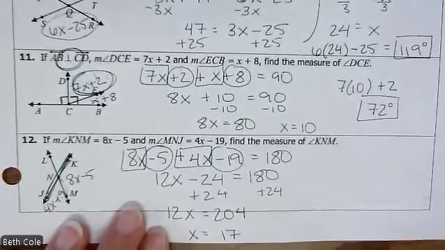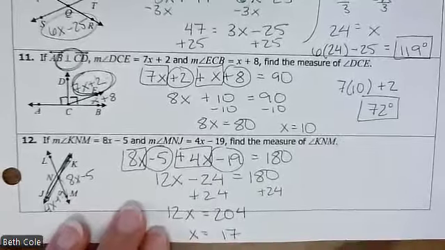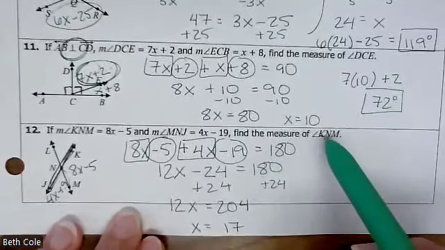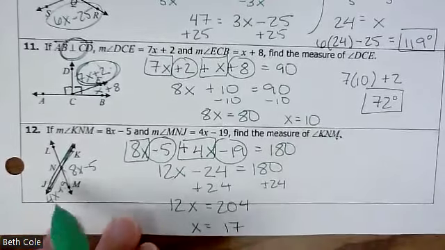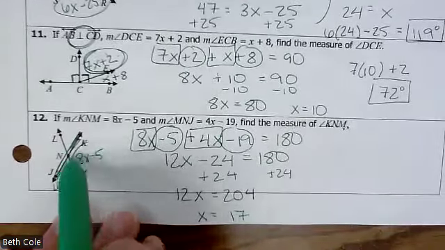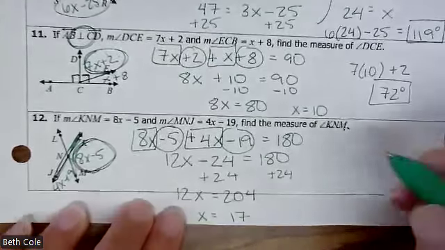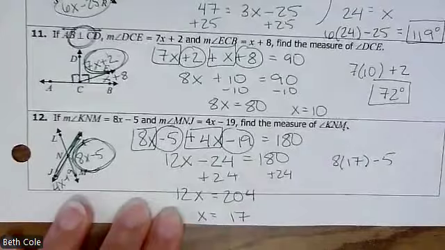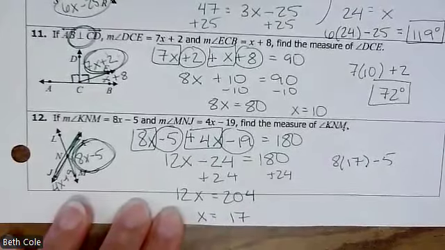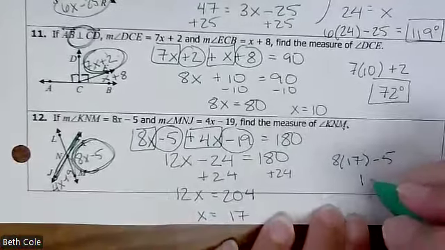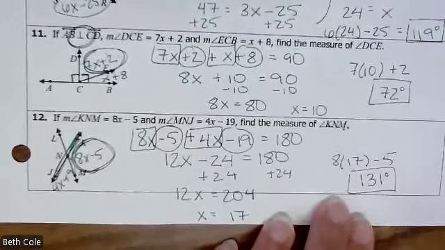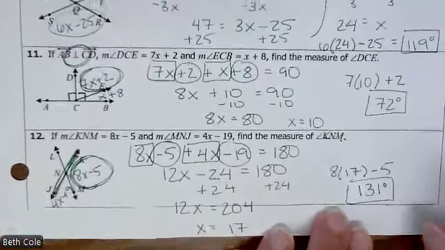I typed it in. Now, that's not the final answer. You have to read. What does it say to find? KNM. So let's look back over here. KNM is this one. So yeah, 8 times 17 minus 5. So let's see what that is. Again, I'm just typing this in my handheld calculator here. I don't feel like switching back and forth between Desmos, but 131 degrees.